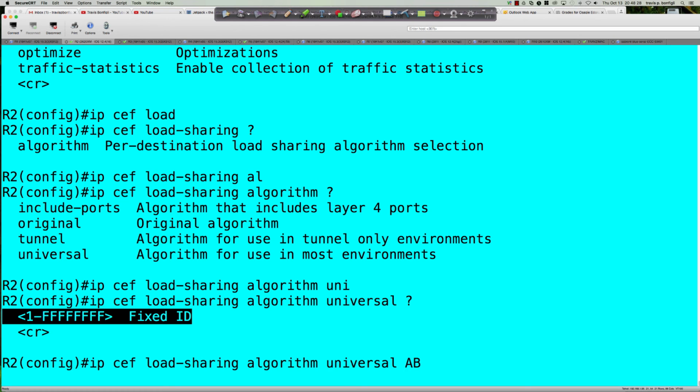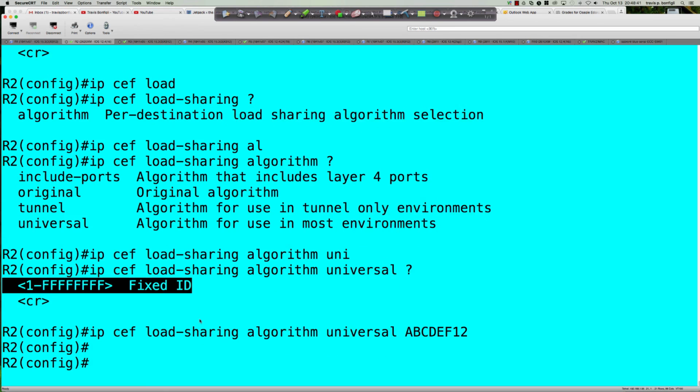So if I was to say A, B, C, D, E, F, and what do we have? It's 1, 2, 3, 4, 5, 6, 7, 8. So A, B, C, D, E, F, and then 1, 2, 3, 4, there we go, and hit enter. So we're going to end up using that now.